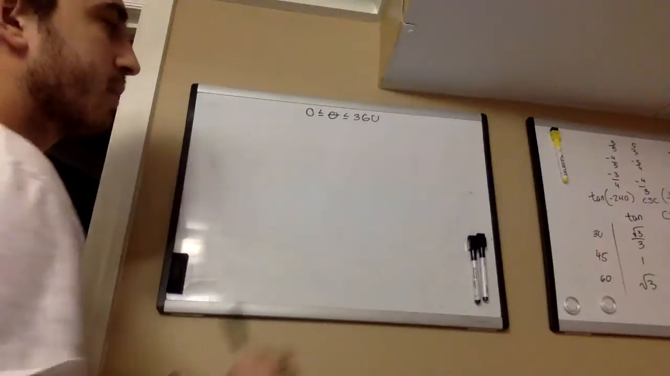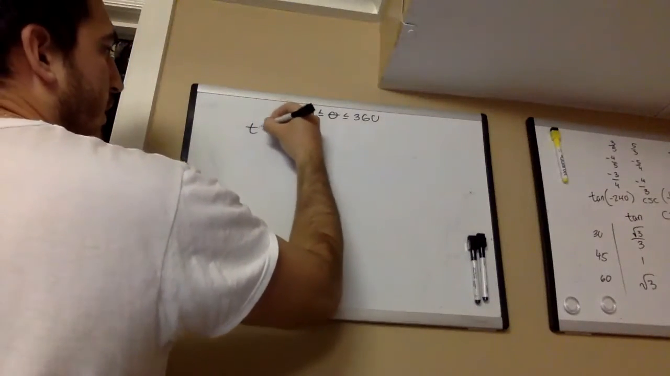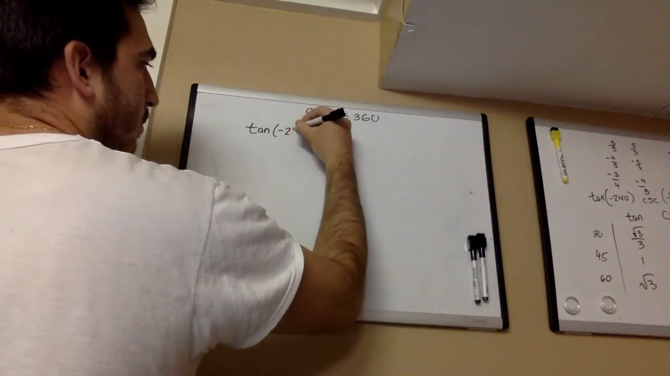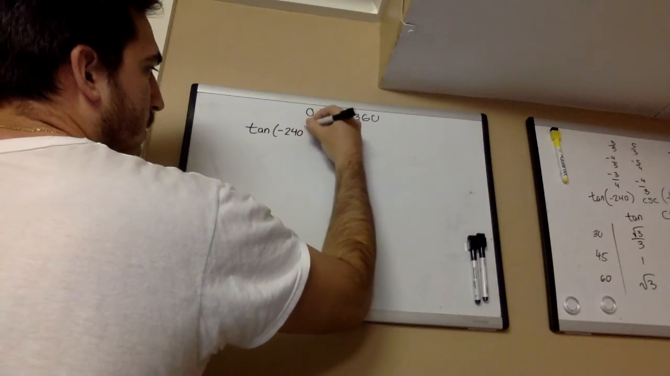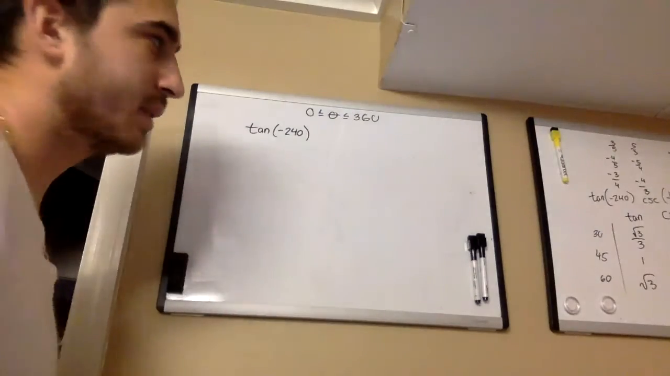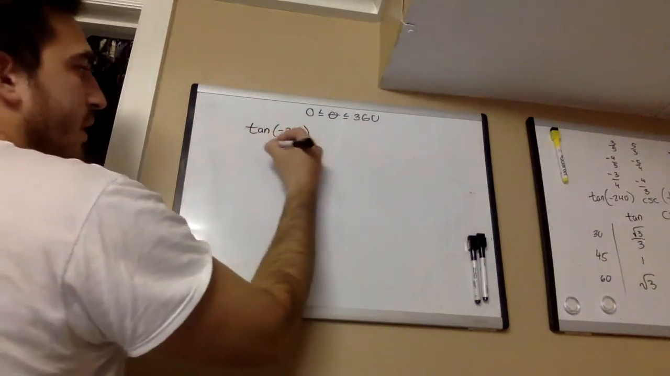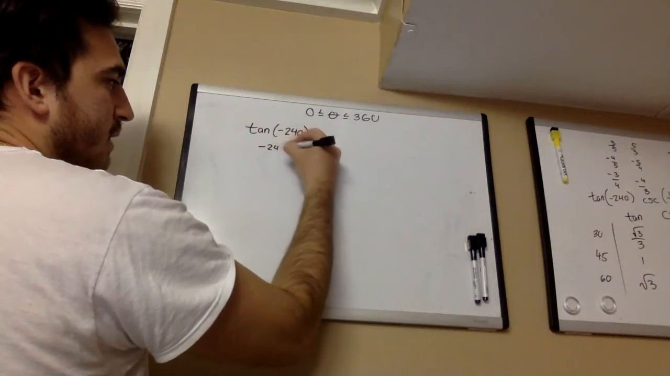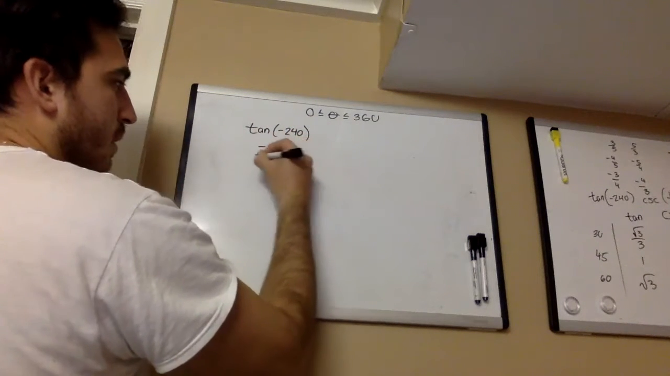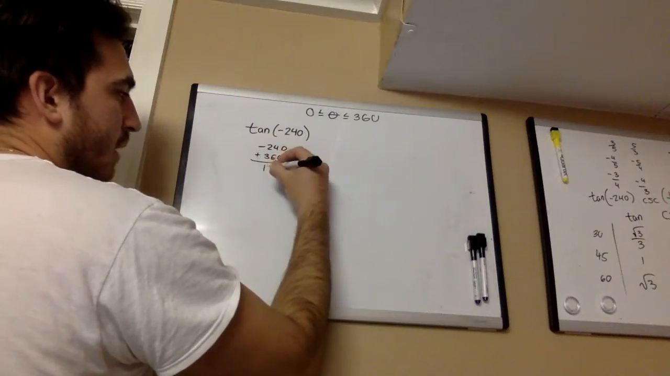So the first one that we're going to do is that we're going to find the tan of negative 240. So once again, you want to be in this range. It will make it a lot easier. So I have negative 240. In order to get into that range, I need to add 360. And that's going to give me 120.